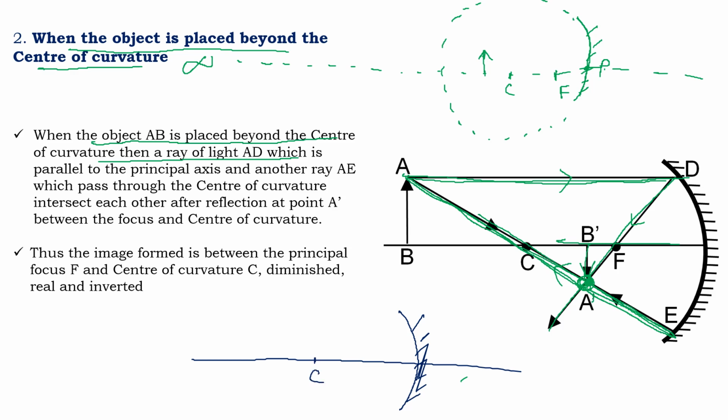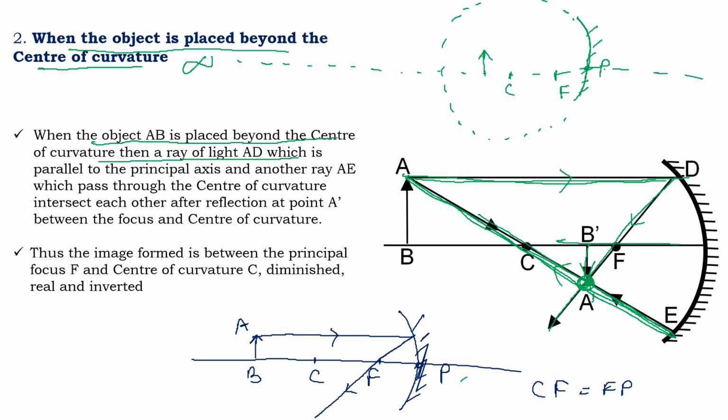This is your C, this is your F, and this is your P. See that the distance CF will be equal to FP, and the object AB is placed here. Then a ray of light passing parallel to the principal axis after reflection will pass through the focus. That is the first rule.